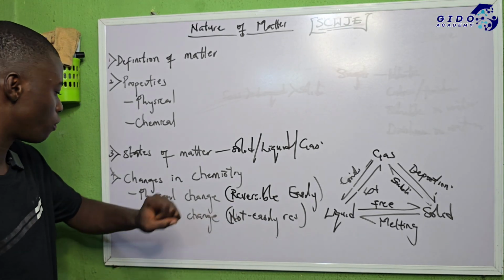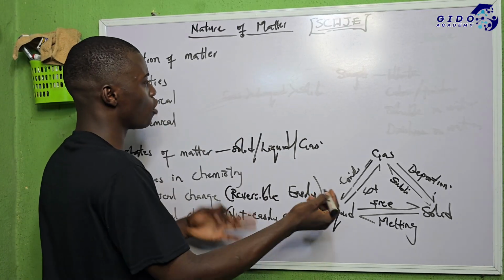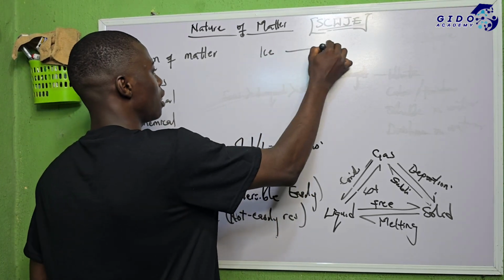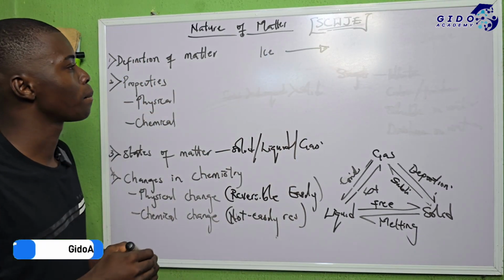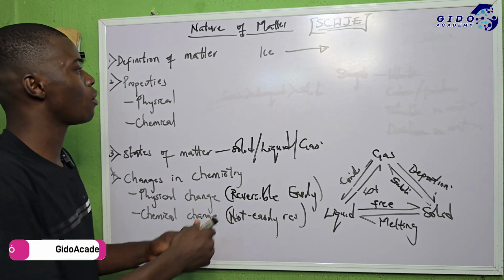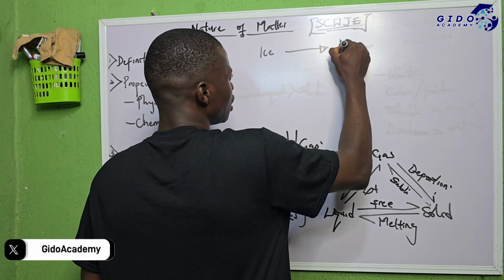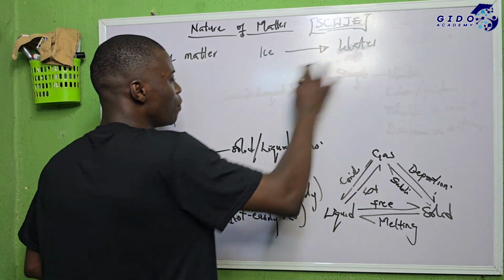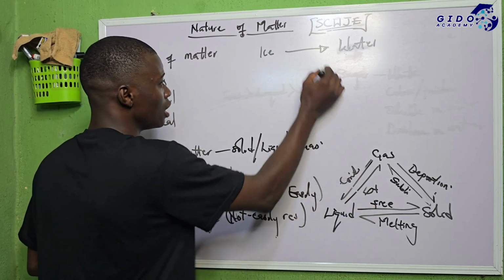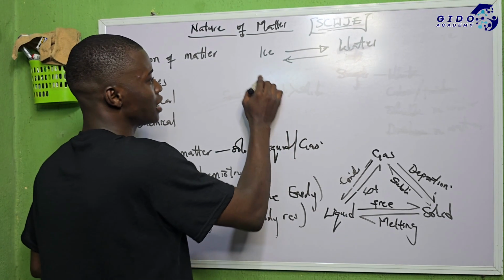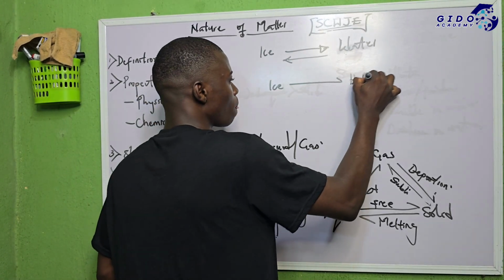Let me give you an example of physical change. Let me give you a common example: ice, which is the one we normally call block. If you put this ice under the sun, after a while it will turn to liquid, let me use water. Now, is it possible for this water to move back to ice? Yes, I've explained that already, by freezing.